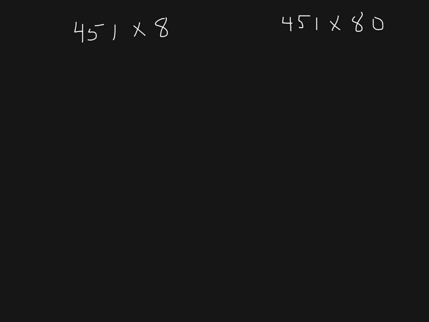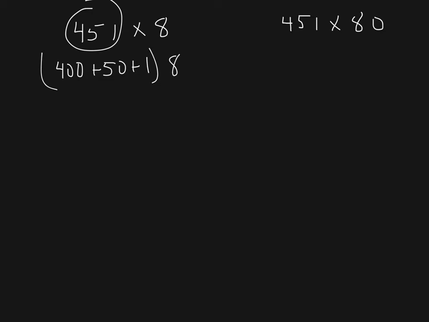So we're going to use the distributive property, which says that I can break one of the factors apart or decompose it before multiplying if that makes it easier for me. So what I'm going to do is take 451 and I'm going to decompose it by place value. And this is exactly what we do actually when we use the standard algorithm for multiplication. So I'm going to turn this into 400 plus 50 plus 1, and I'm going to multiply that times 8.